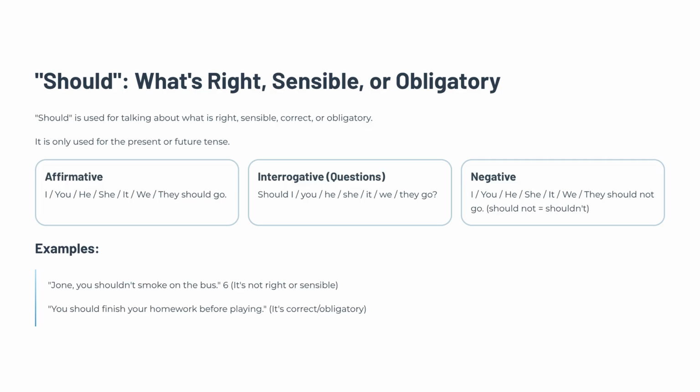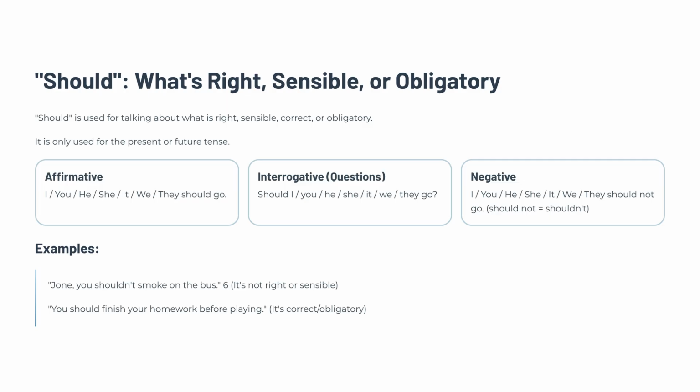All right, let's start with the basic should. Look at our first slide in the PPT. Should is used for talking about what is right, what is sensible, what is correct, or what is obligatory. Think of it as giving good advice. The great thing is, it's only used for the present or future tense. It's always about now or later, not the past.